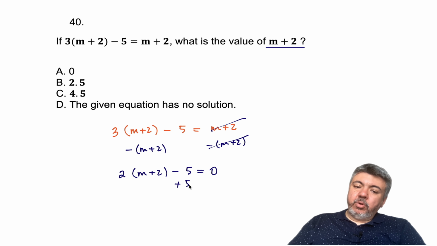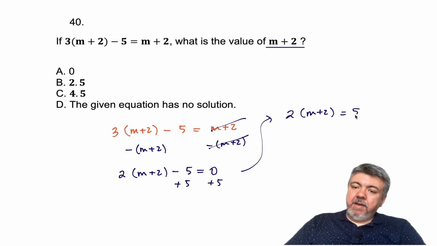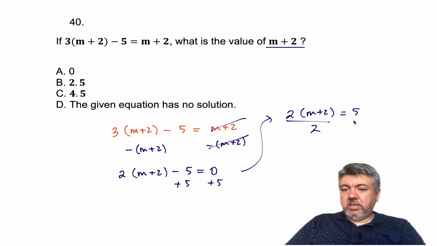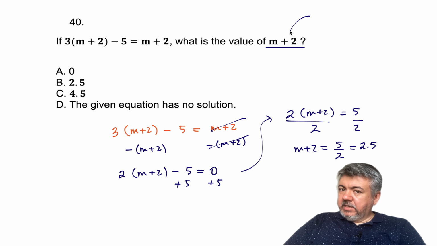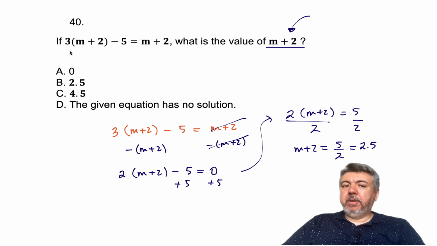Add 5 to both sides. So it's going to be 2 times (m plus 2) equals 5. Divide by 2 on both sides. m plus 2 equals 5/2, which is 2.5. They are asking not m, they are asking m plus 2. It's going to be choice B. Yeah, nice question.